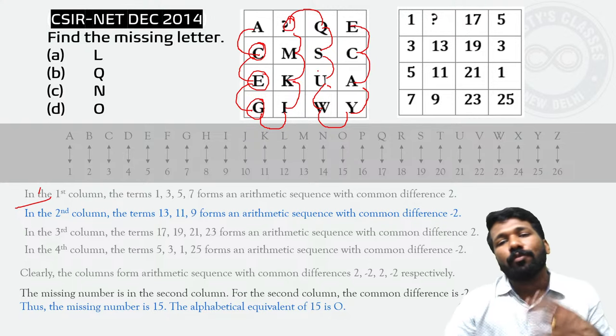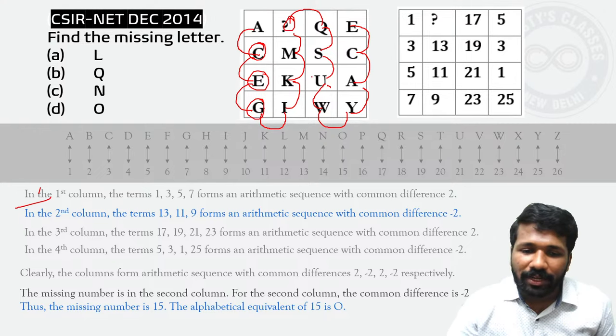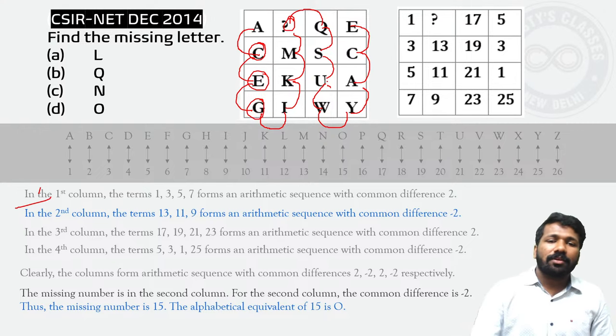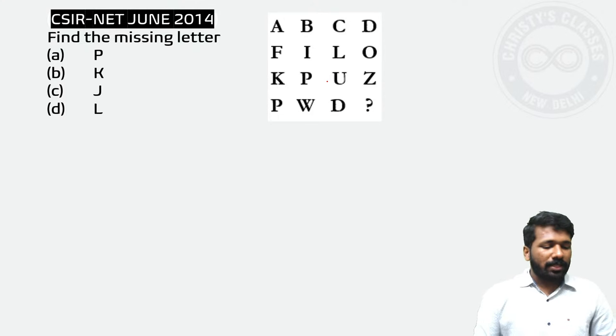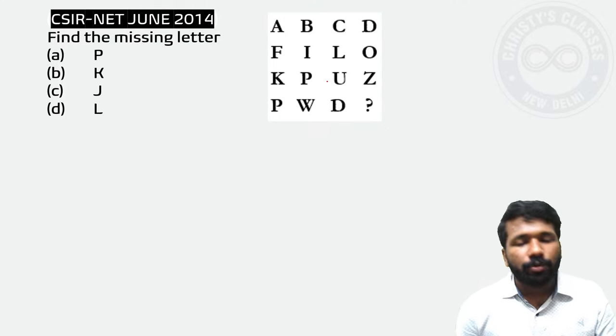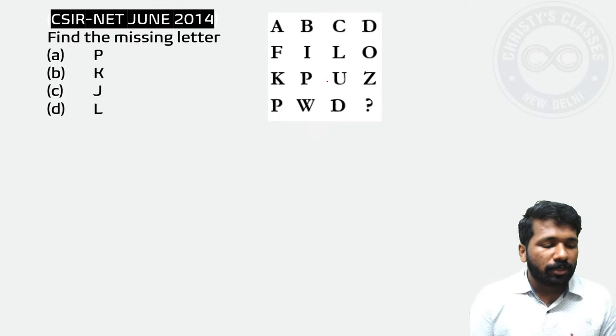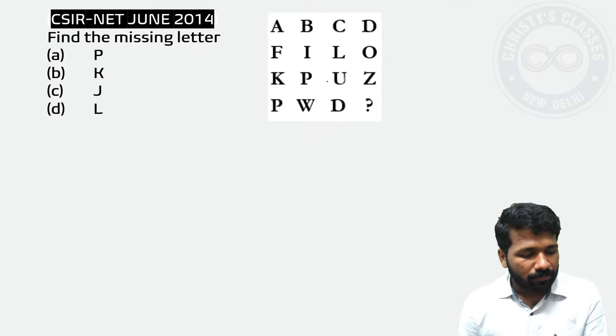This is another way of looking at this question. Column wise, row wise looking at it, that is one way. Another way is looking at the question like this. One more question of the same type I will show you so that you get this concept cleared. If you want, you can convert it into numbers. Otherwise, without that also, you can do this question. So try this.